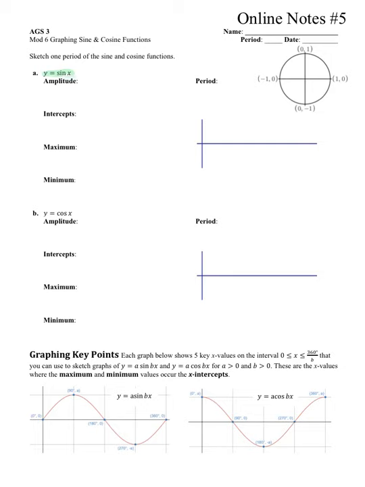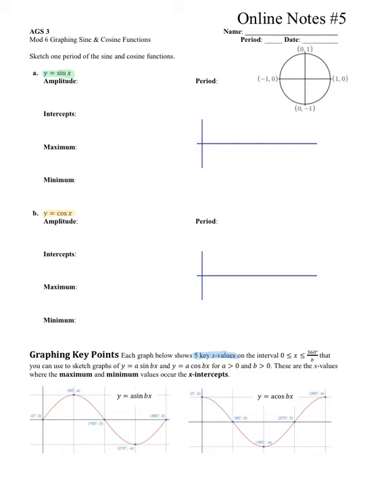Example A is going to be a sine function. Example B, we'll highlight in yellow here, is going to be a cosine function. And the goal for today's lesson is to be looking for 5 key values. So I'm going to highlight that in blue down here. And we can see these two graphs below.